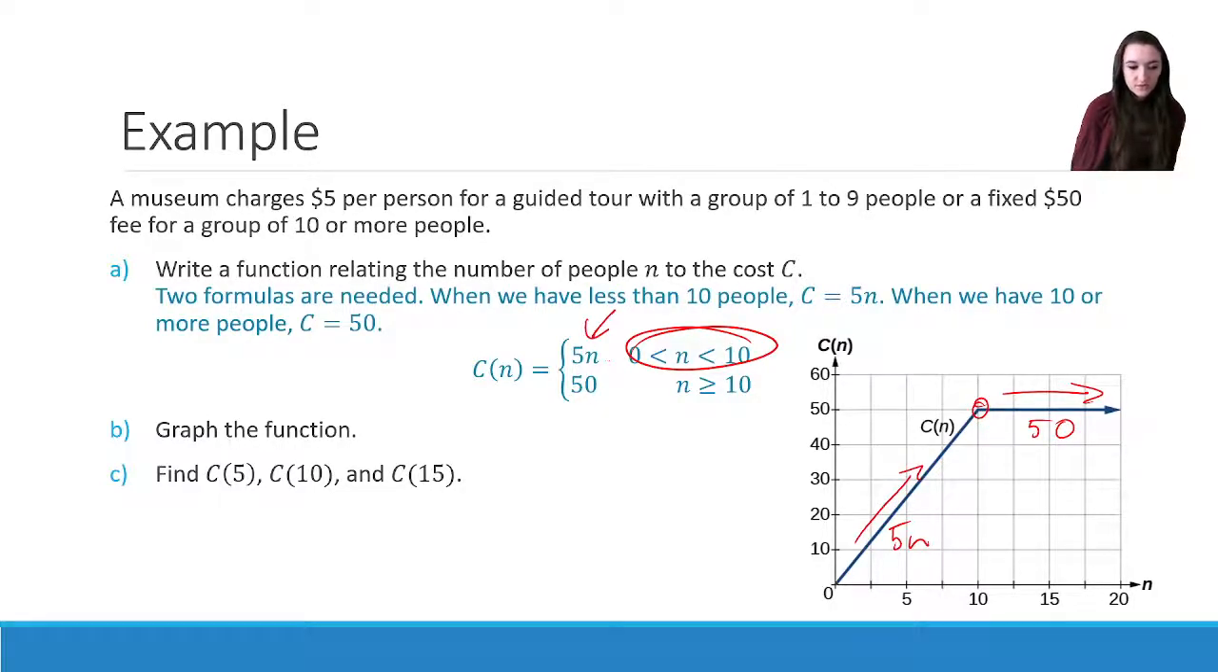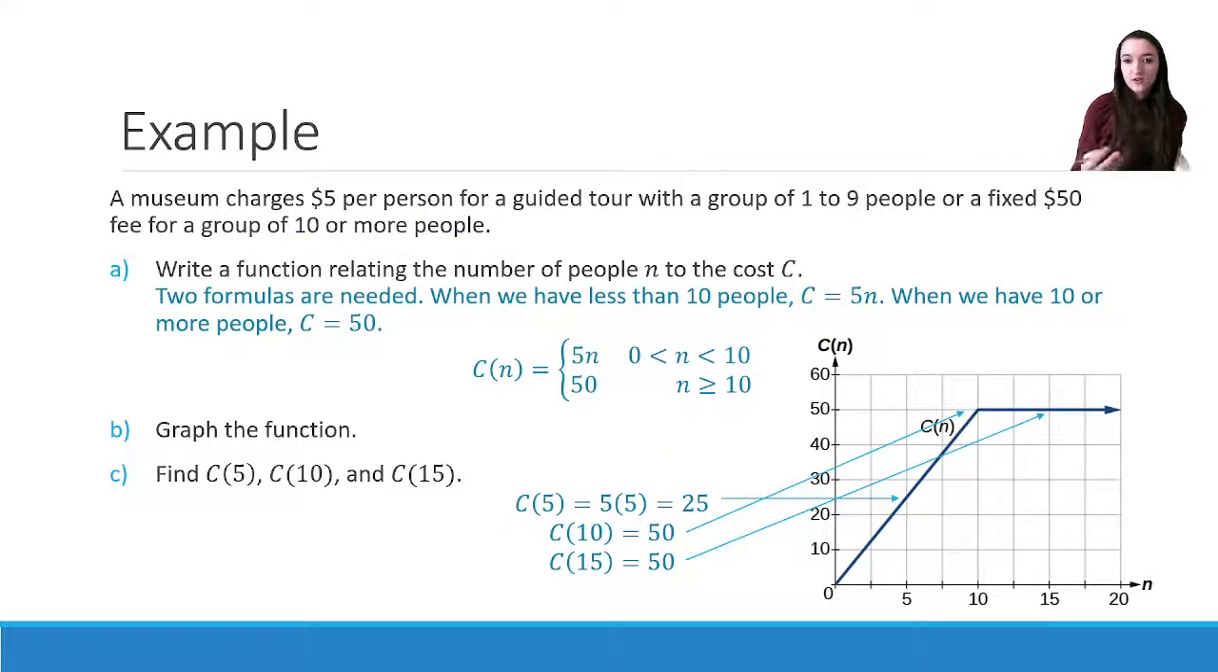5 times 5 is 25, so c of 5 is 25, which I should know because it's $5 per person for a group of 1 to 9. So each person pays $5, that's $25. But if there are 10 or more people, it's $50. And if I look at my function, when n is greater than or equal to 10, 10 is equal to 10, so I'd be plugging into the second equation. Same for c of 15, I'd plug into the second equation. And so we can see this on the graph as well. So we can either look at the graph or we can look at the function to find these answers.